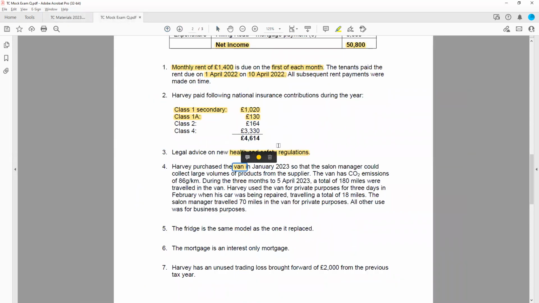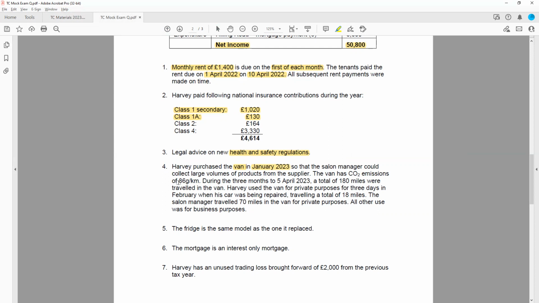So like I said, with the employee benefit, focus on the vehicle. This time it's a van rather than a car. Purchased in January 23, so not for the full year, so that the salon manager could collect large volumes of products from the supplier. So it sounds like they've bought the van for business purposes, and therefore it sounds like there might not be any private use. The van has CO2 emissions of this, but we're not concerned about that, that's for cars where we always need to know the CO2 emissions.